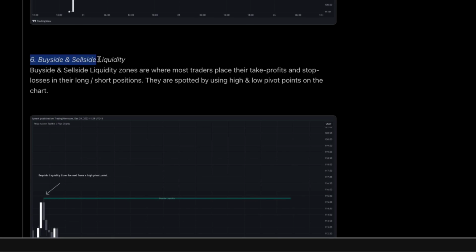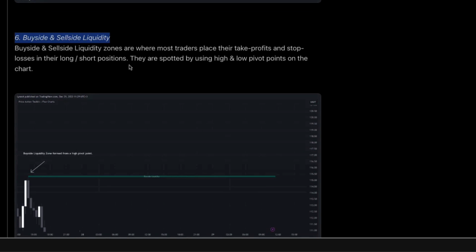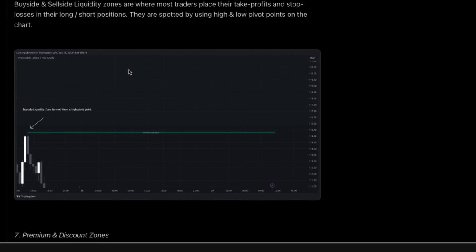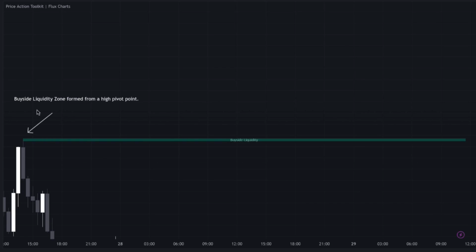Number 6, buy-side and sell-side liquidity. Buy-side and sell-side liquidity zones are where most traders place their take profits and stop losses in their long or short positions. They are spotted by using high and low pivot points on the chart. You can see here a buy-side liquidity zone formed from a high pivot point.